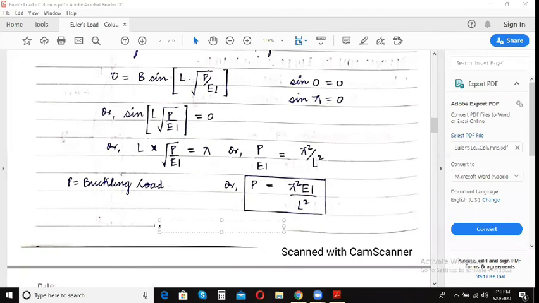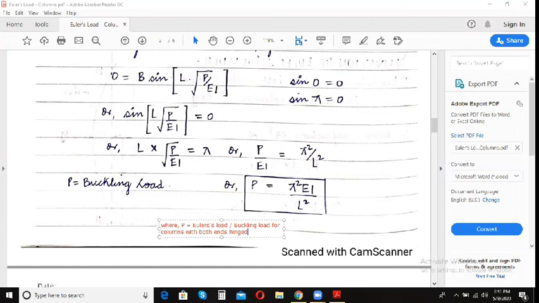Here P is equal to the Euler's load or the buckling load for columns with both ends hinged. That's it. The derivation was quite simple. I hope you have understood the derivation.